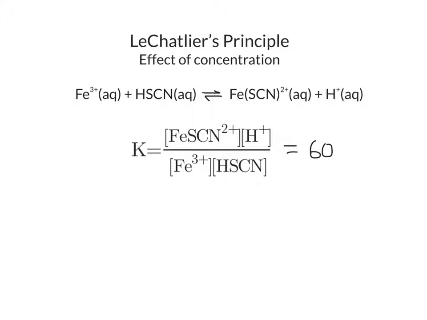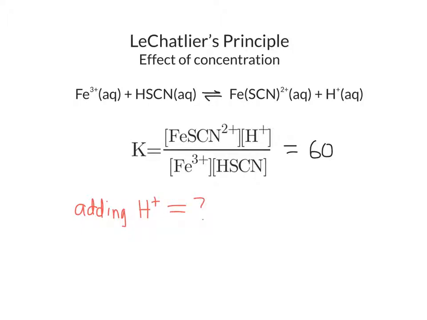So in other words, the ratio of product concentrations to reactant concentrations will be 60 when we are at equilibrium. Let's imagine that we have this reaction at equilibrium, and so we have a concentration of all the different reactants and products such that the ratio is equal to 60. What would happen if we added H plus to this reaction? So just make the solution more acidic by adding H plus.